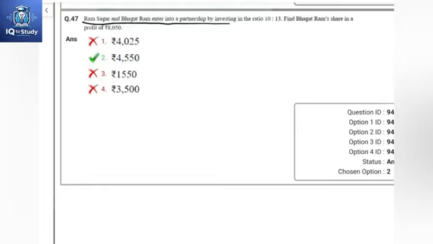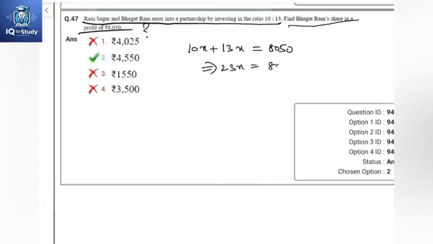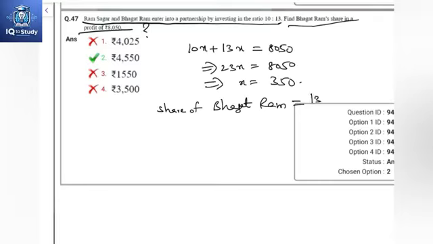Ram Sagar and Bhagat Ram enter into partnership by investing in the ratio 10:13. Find Bhagat Ram's share in a profit of 8,050 rupees. According to the question, 10x plus 13x is equal to 8,050 rupees, which implies 23x is equal to 8050 and x becomes 350. Now, share of Bhagat Ram is equal to 13x, which is equal to 13 into 350, that is equal to 4,550 rupees. So option 2 is correct.